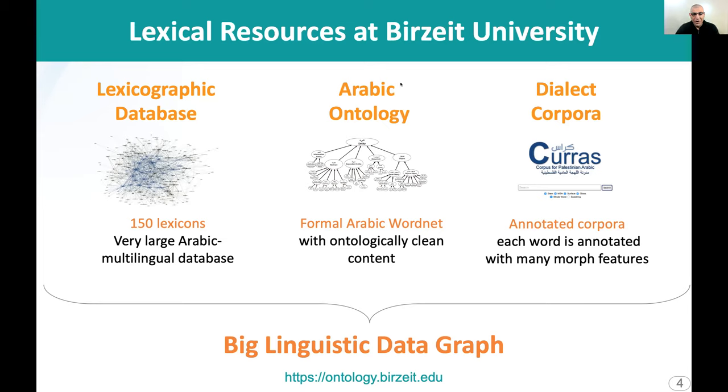Also, we are building the Arabic ontology, which is a formal Arabic wordnet, which I will show you today. All concepts in this ontology are mapped to Princeton WordNet, to DOLCE, to the PFO, and to the Wikidata knowledge graph, in addition to other lexicons. We also have several dialect corpora annotated with many morphological features and linked with the other lexical resources. The three types of resources together form a big linguistic data graph, which is available over this link.